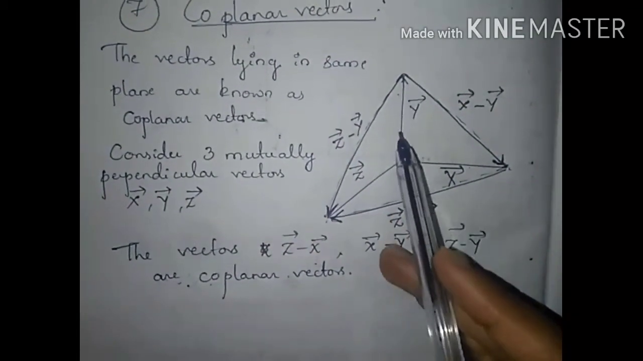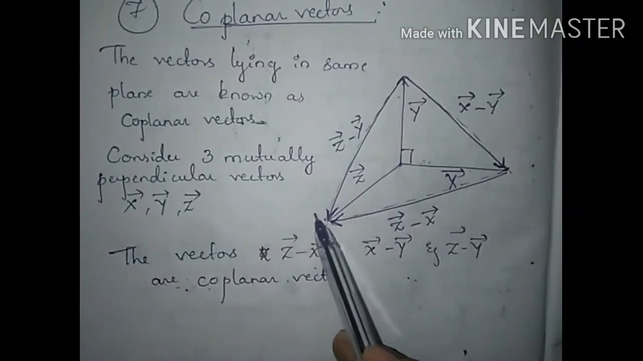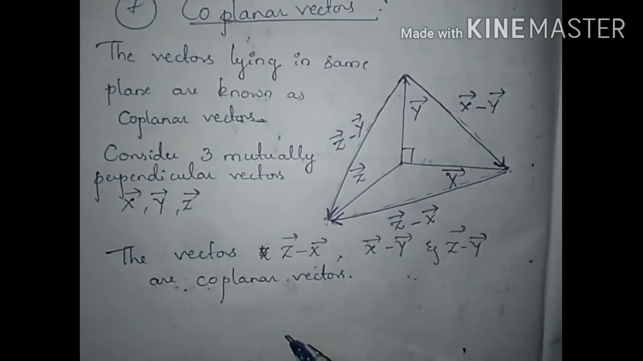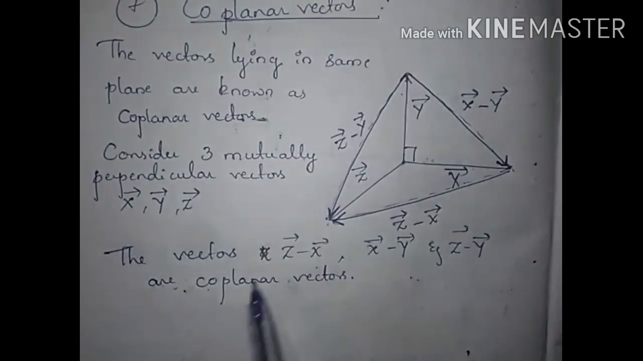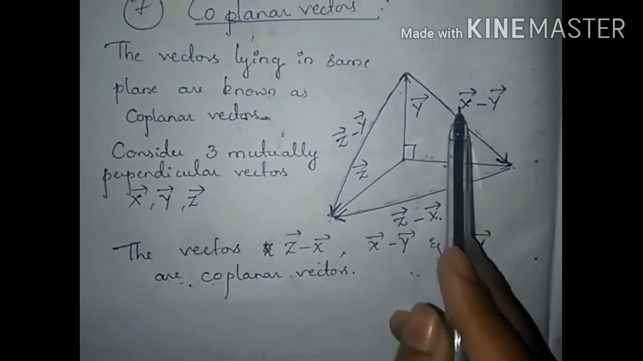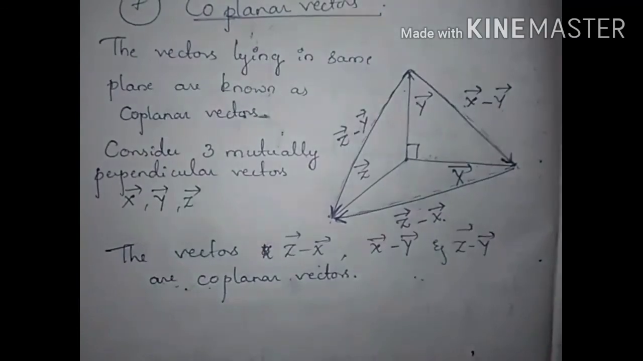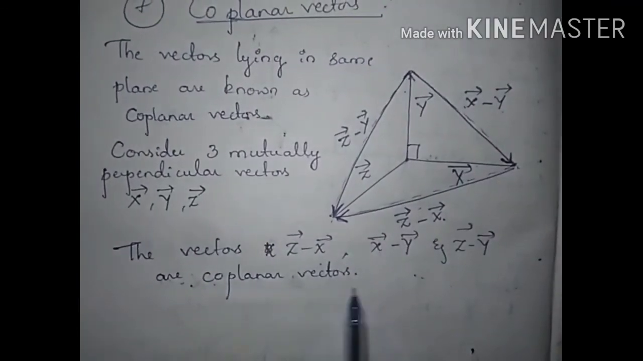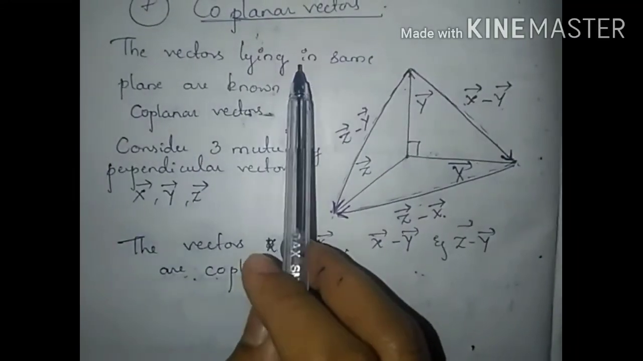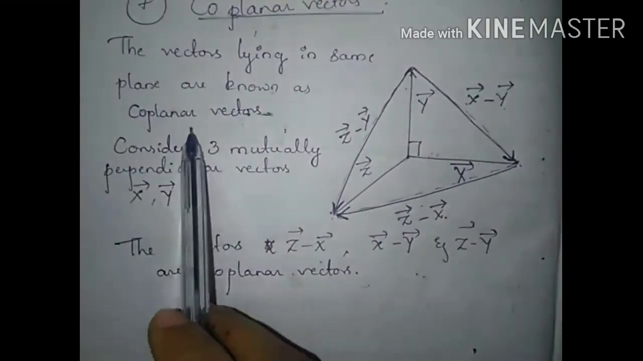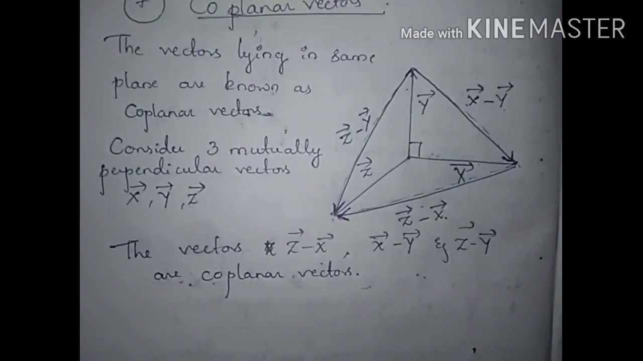To get the coplanar vectors, you need to have three vectors which are mutually perpendicular to each other. If you write the resultant vectors, like z minus x, x minus y and z minus y, they will give you the coplanar vectors. These vectors lie in the same plane and hence are known as coplanar vectors.